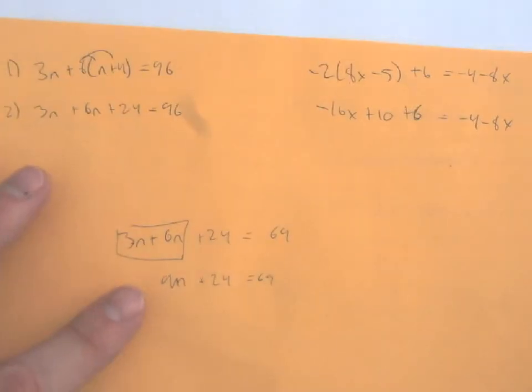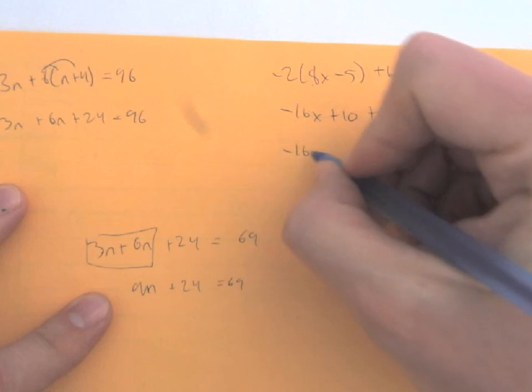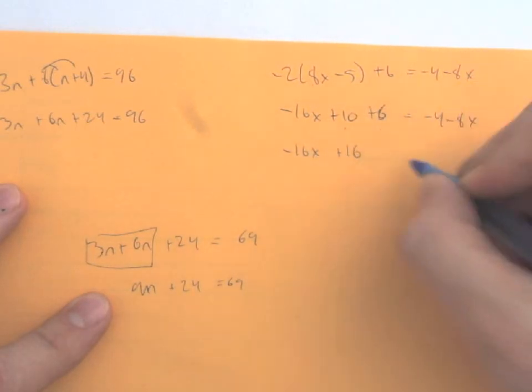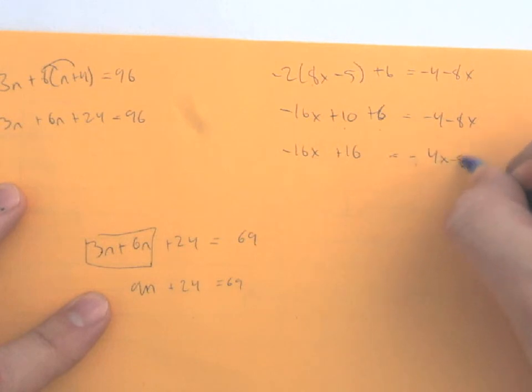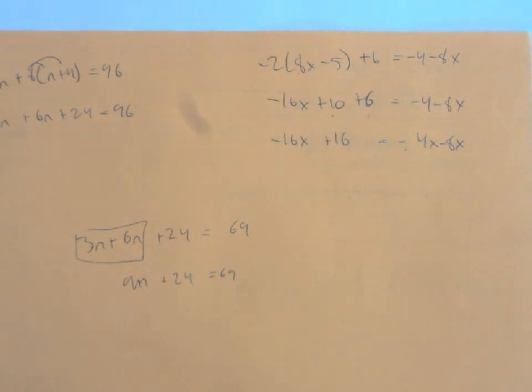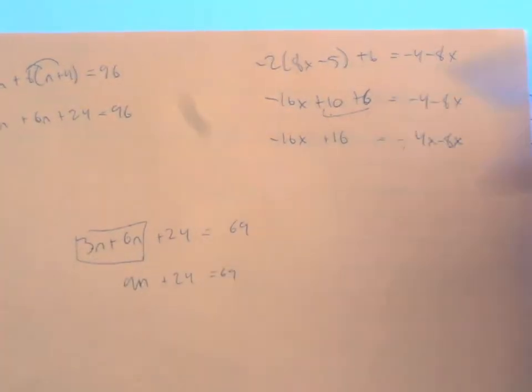Okay, next I would usually combine like terms. So in this case, I got 10 plus 6 equals 16. Again, there's no combine like terms property. We know that 10 plus 6 is equal to 16, so we can replace it with 16, and that's what we're doing here. So that's the substitution property of equality.